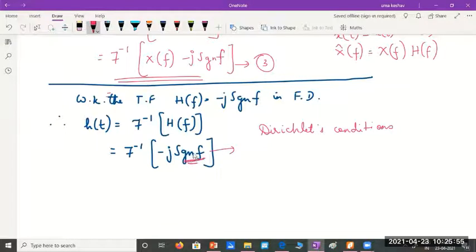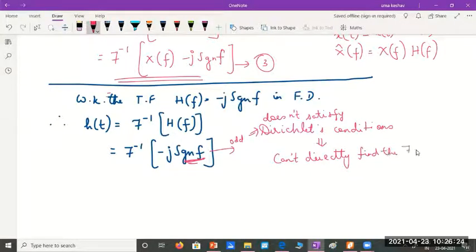This signum function is an odd function and it doesn't satisfy these Dirichlet's conditions. So the signum function, which is an odd function here, will not satisfy the Dirichlet's condition. Hence, we can't directly find the Fourier transform of this kind of function.